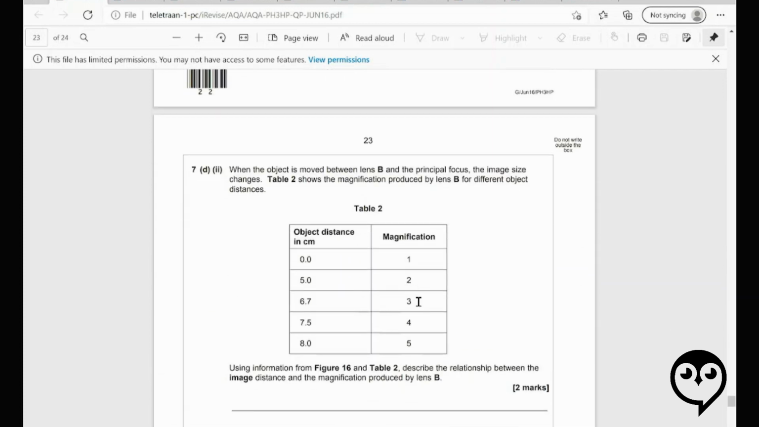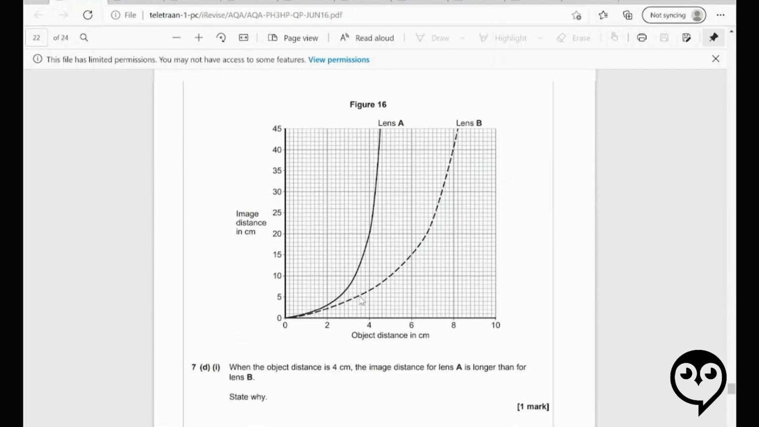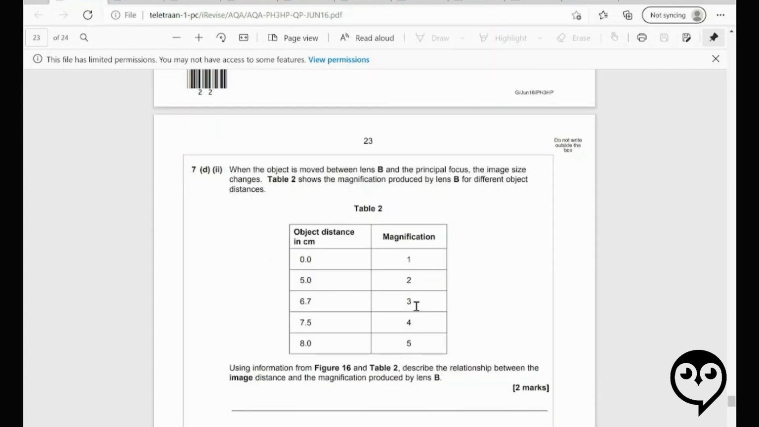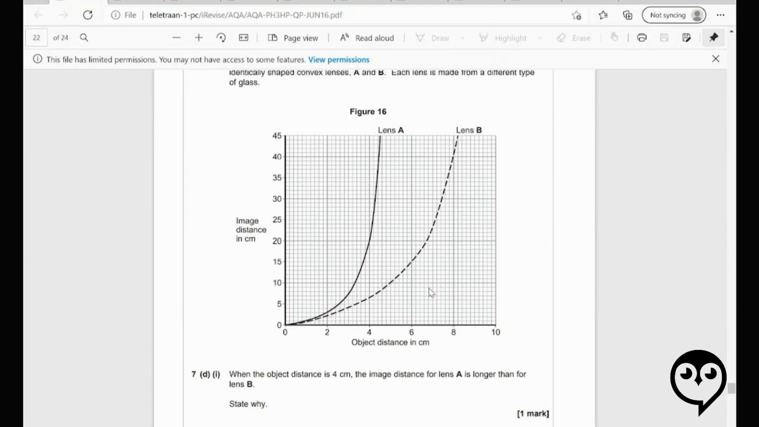If we go from 2 to 3, that's an object distance change from 5 to 6.7. So from 5 to 6.7, about there, that's about 30. What about if we were to go from magnification 3 to 4? Then we've gone from 6.7 to 7.5. Now 6.7 is about at the 30. Oh, wait. 6.7 is not that far. 6.7 is about here, 20, isn't it? Ah, well, that makes more sense.